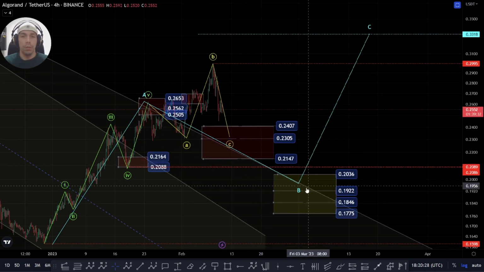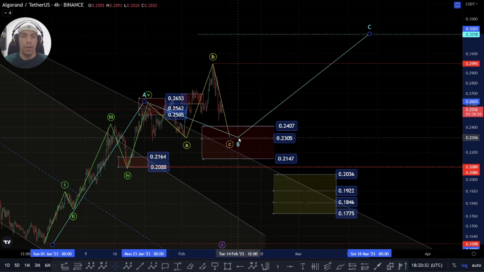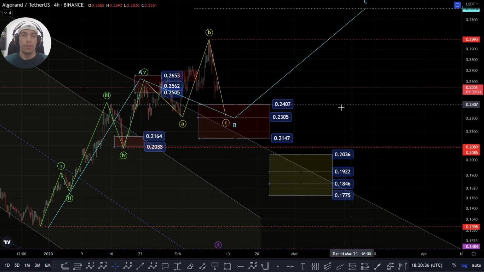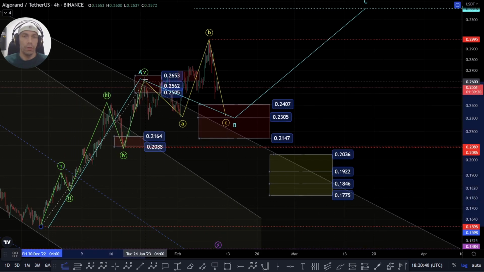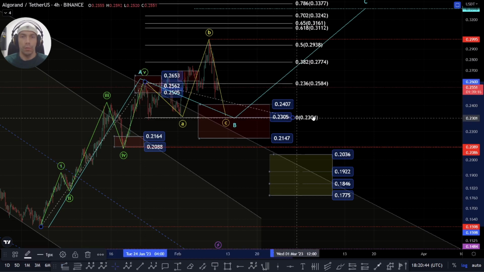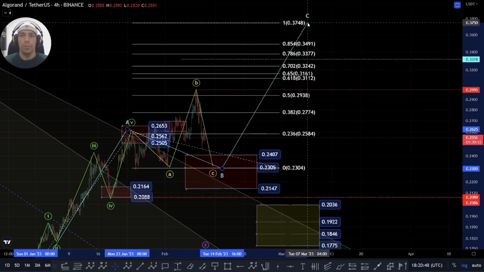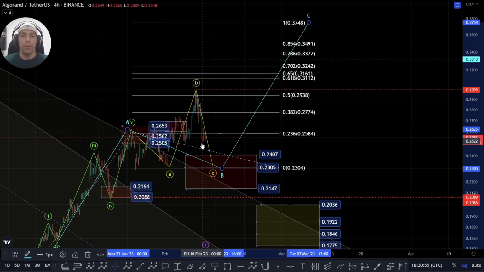But effectively, what we could argue is that if we do complete into this zone, we could look for a C wave to the upside still. So this is something we just need to be aware of. Like I said, it could potentially also break to the downside, so we'll have to give it a bit of time and see what happens off the back of this. If we do find support in this zone, it is possible that we could have a move up towards this 37.48 at a one-to-one of the A wave.